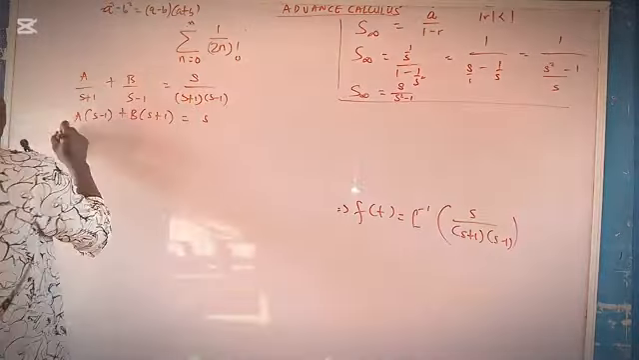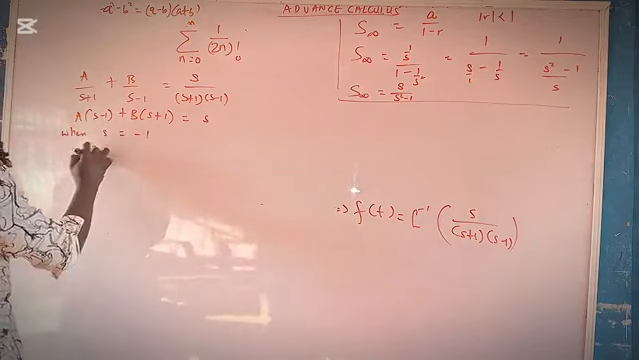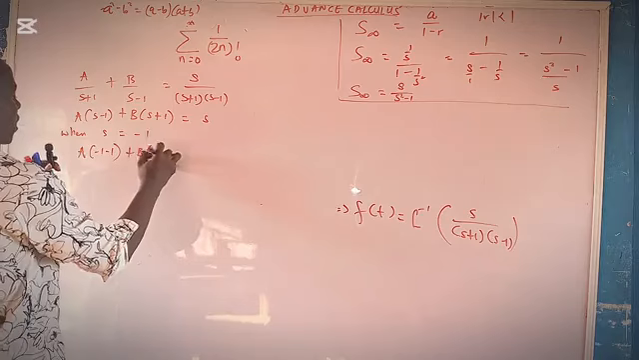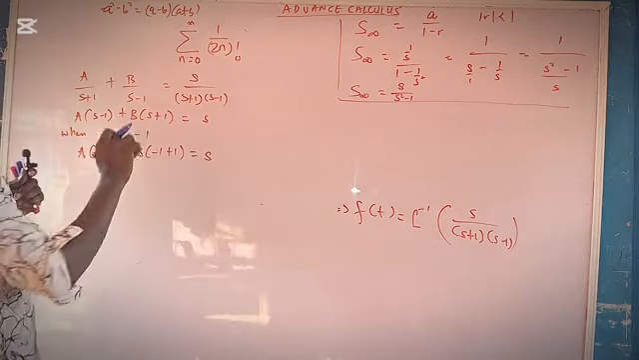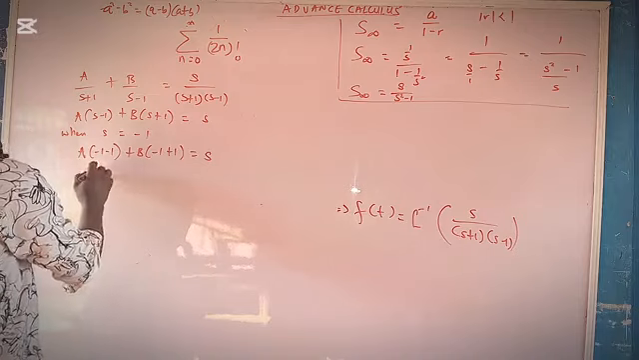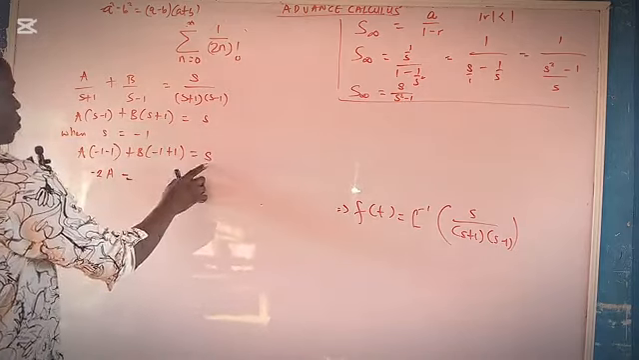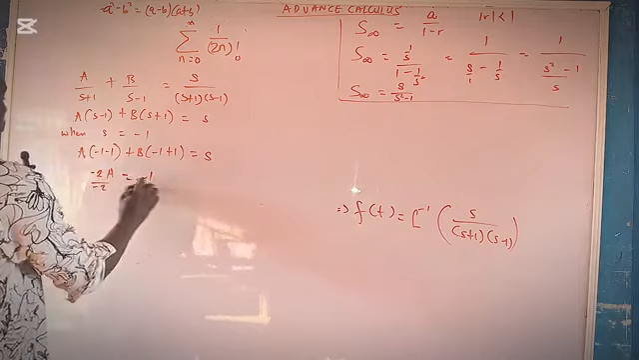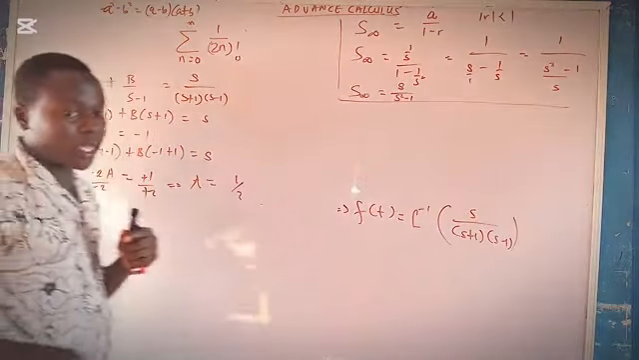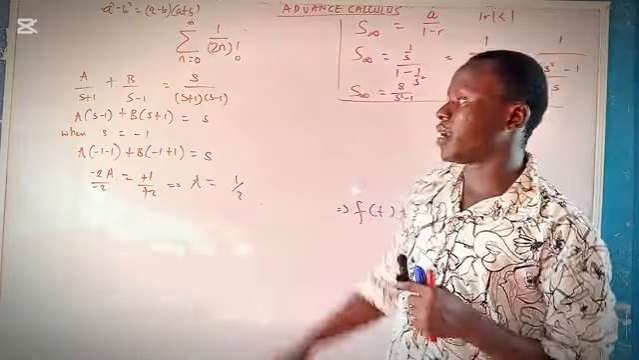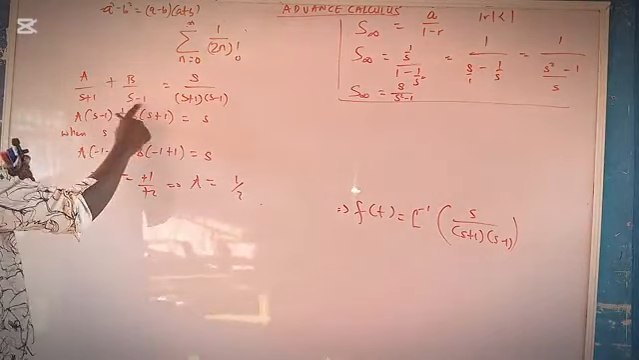So when s is equal to negative 1, you substitute negative 1 here. We have A into bracket negative 1 minus 1, plus B into bracket negative 1 plus 1, which is equal to s. So negative 1 minus 1 here is negative 2, so we have negative 2A. The negative 1 plus 1 here is 0, so B times 0 is 0. Which is equal to s, so we have negative 1. So you divide both sides by negative 2, and we have A is equal to 1 over 2, because the negative signs cancel each other. So we have 1 over 2 as the value of A. Then for the value of B, when s is positive 1, that is what will make this function undefined.